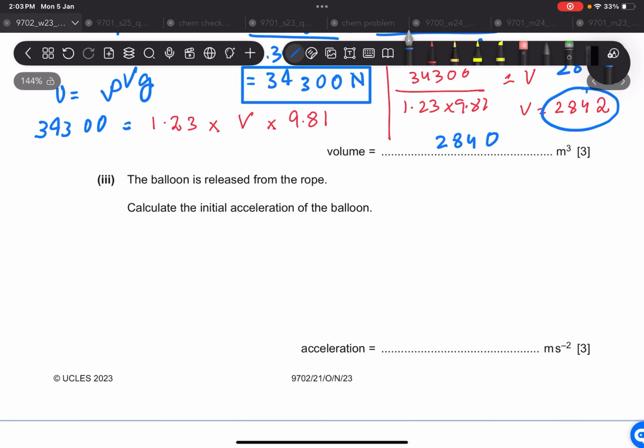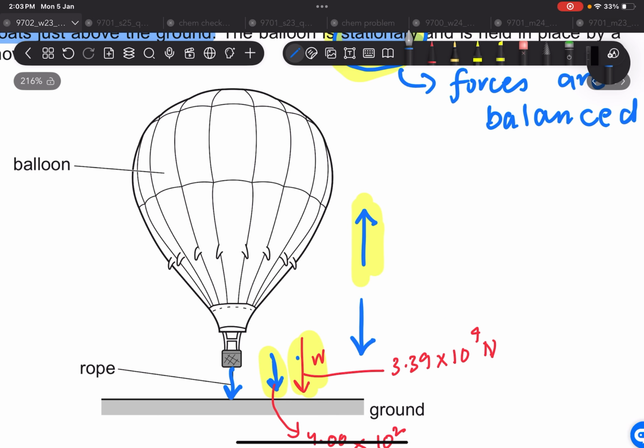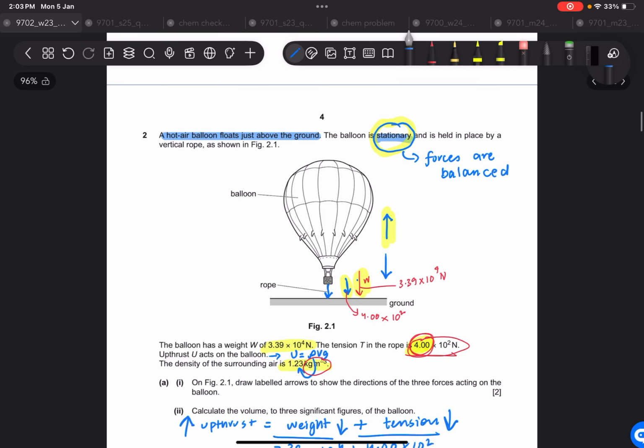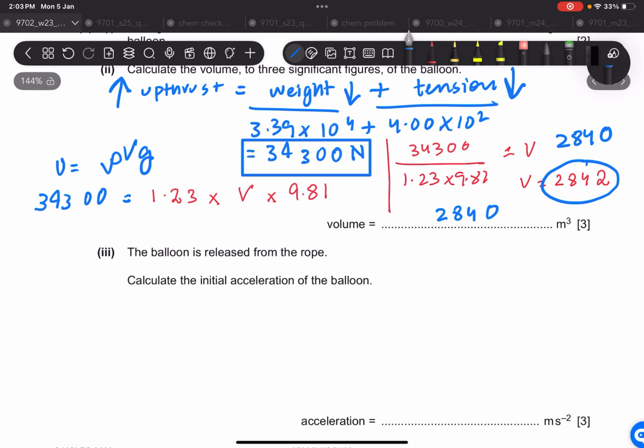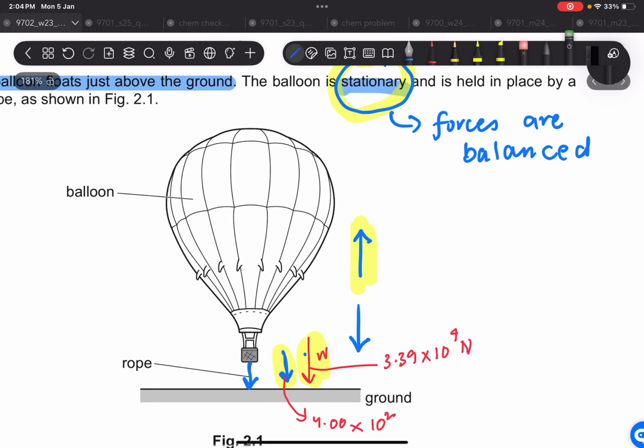The balloon is released from the rope. Calculate the initial acceleration of the balloon. Now what's happening? This balloon is released from the rope. Now the balloon is accelerating upwards. That means the resultant force is in the upward direction. So now this rope is cut, and the balloon starts to move upwards. That means the forces are unbalanced because the balloon is accelerating.